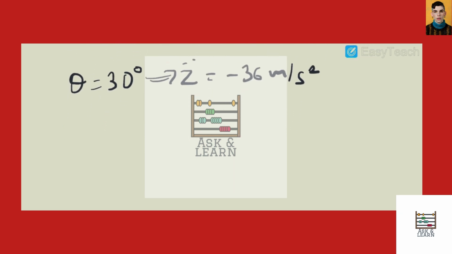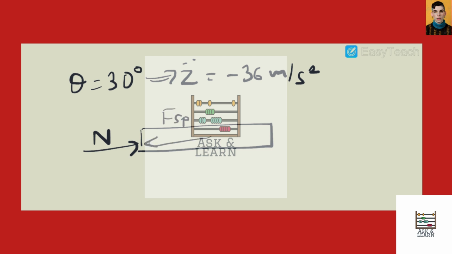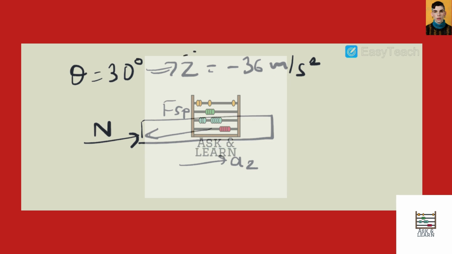Next, we can draw our free body diagram. So here's the end of our follower, and our spring. Here we have our normal force, and here we have our spring force, so we'll just call that FSP, and this is all in the Z direction, and this is the direction of the acceleration in Z that we want.